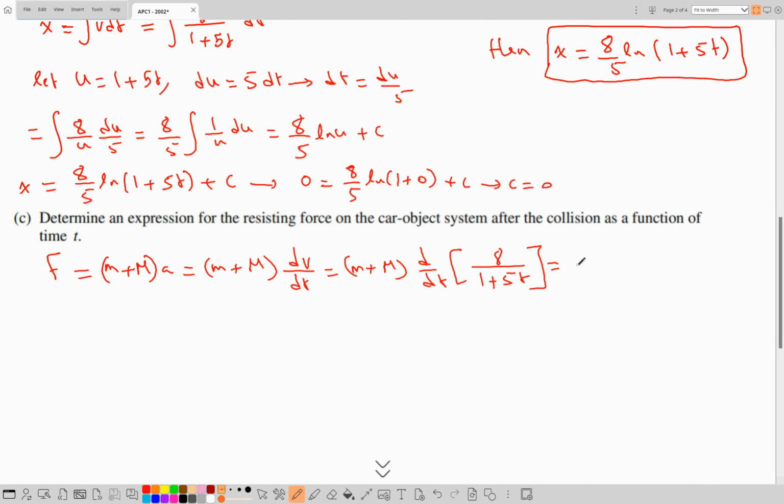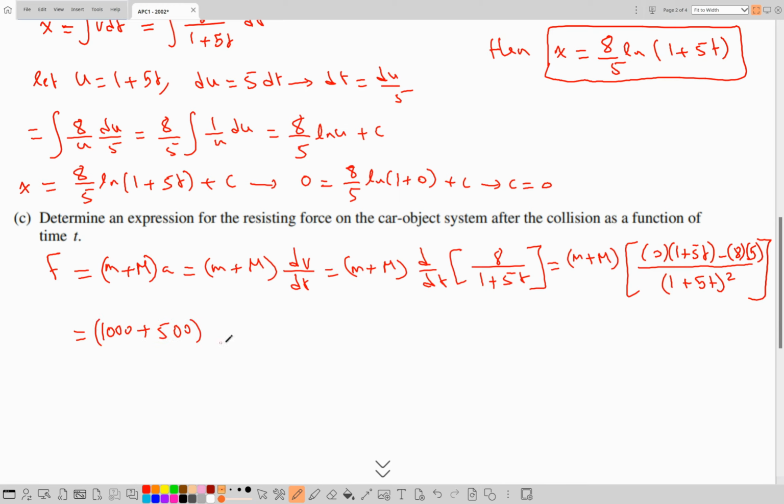That would be m plus M multiplied by a big fraction. In the denominator we have 1 plus 5t squared, and in the numerator 0 multiplied by 1 plus 5t minus 8 multiplied by 5. Now we can replace the masses. One of the masses is 1000, the other mass is 500, multiplied by minus 8 times 5, which is minus 40, over 1 plus 5t squared.